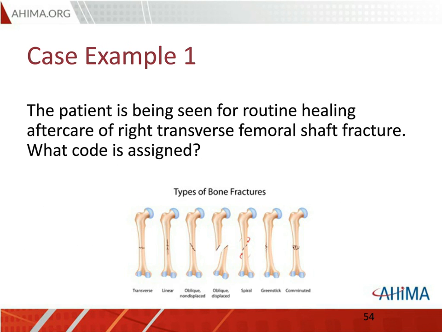Now we have a few cases to take a look at, and the same type of issue here. We'll read through the cases, and I will certainly give you the answers, and then as you're having more time, you may want to try to code these out for yourself. So this patient's being seen for routine healing aftercare of a right transverse femoral shaft fracture. So what code is assigned? And they tell us that it's during the routine healing aftercare. So the correct code is S72.321 with the D. So the D would identify that it's subsequent encounter for routine healing.